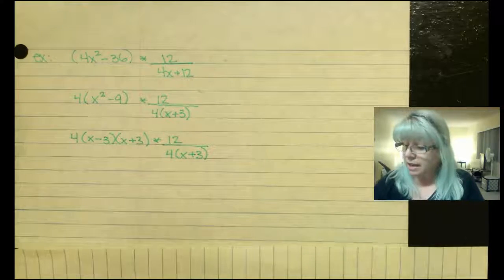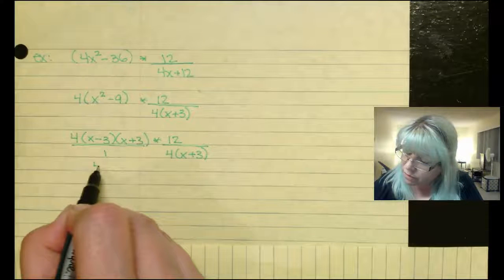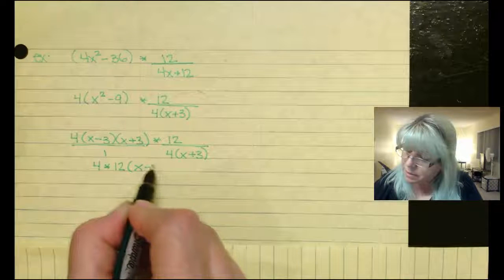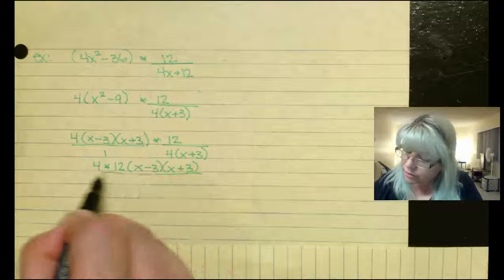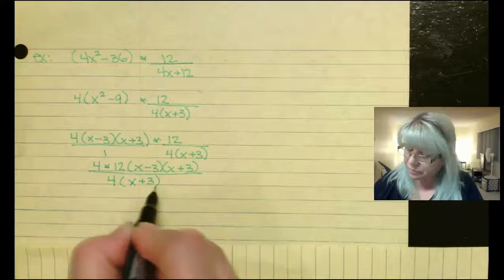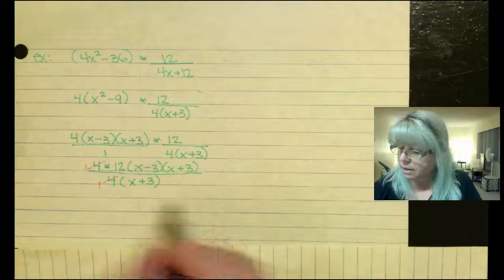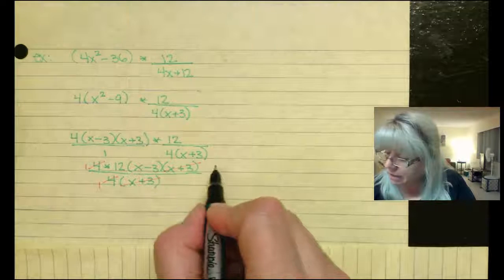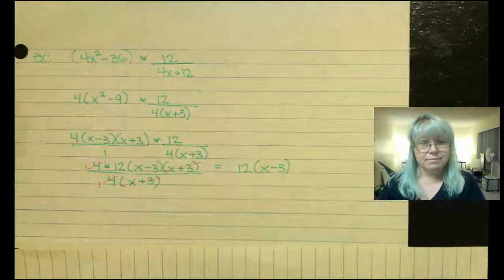Now I'm going to go ahead and combine it. I can say that there's a 1 underneath here. So that's going to be 4 times 12 times x minus 3, x plus 3, all over 4 times x plus 3. Now I can reduce. 4 goes into 4 once, 4 goes into 4 once, x plus 3 goes into x plus 3 once, x plus 3 goes into x plus 3 once, leaving 12 times x minus 3. Not so bad.